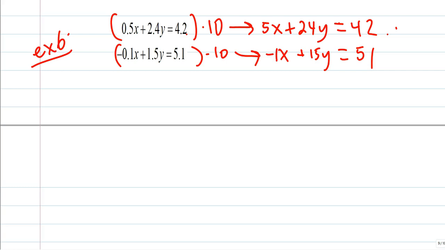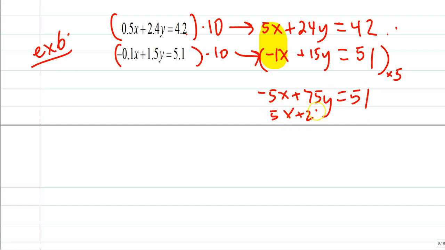We need either the x's or y's to cancel. Out of these two, I'm definitely liking the x's. They're smaller of the two, right? So I will take the bottom equation, and all I really need to do is take that bottom one and multiply it times 5. To make that negative 5x plus, 50 and 25, how about 75y equals 51.